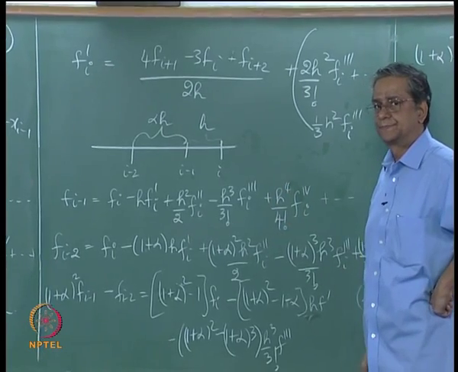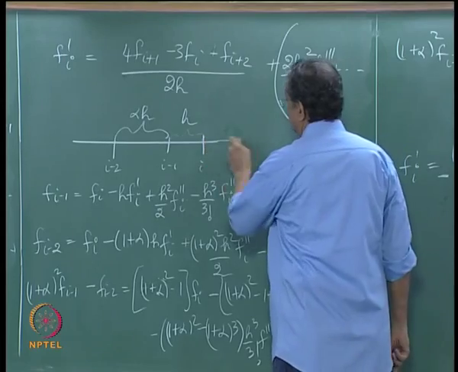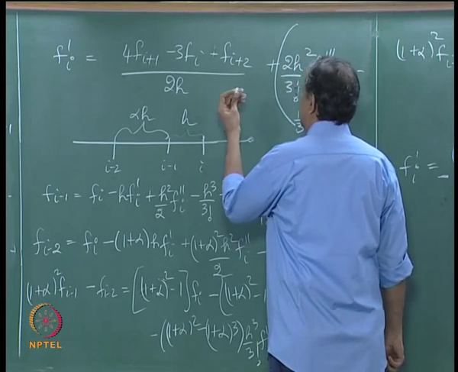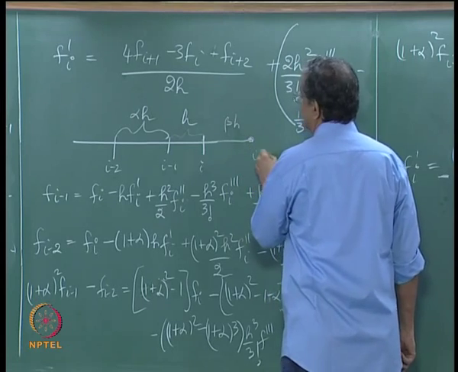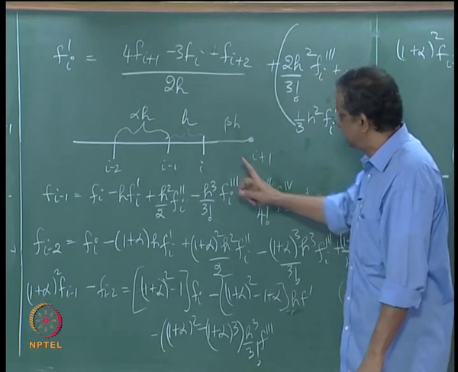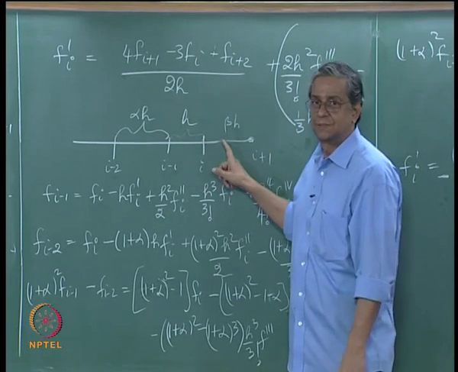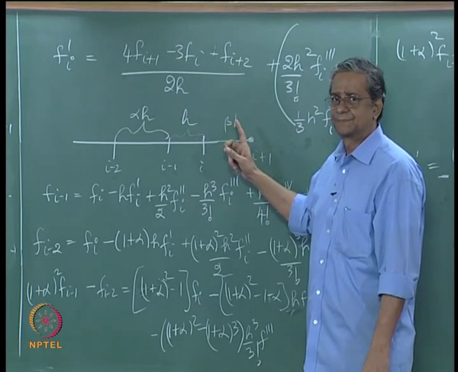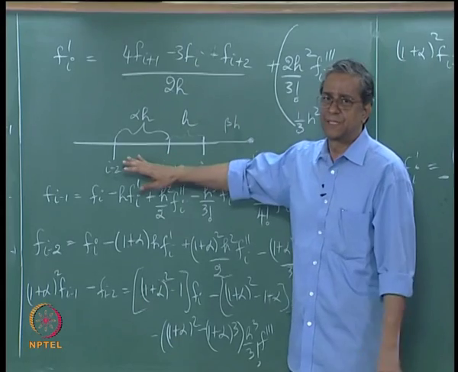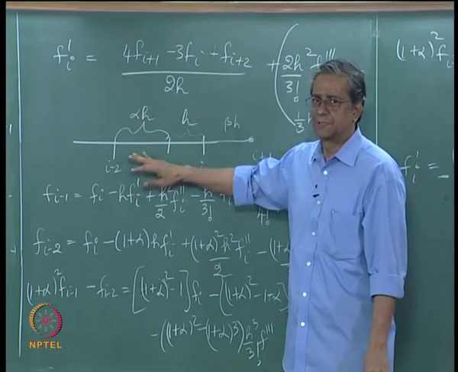Suppose I want to calculate the derivative at the next point also. That could be some beta h or something of that sort. So that could be something else altogether. You would still have unequal intervals. No, no, it need not always be alpha.